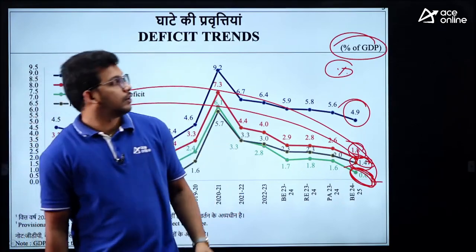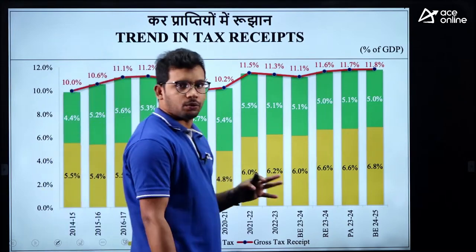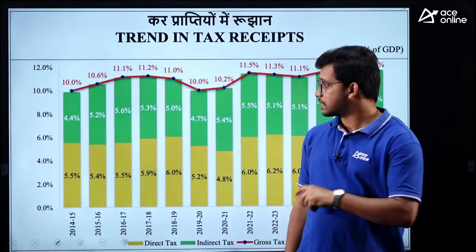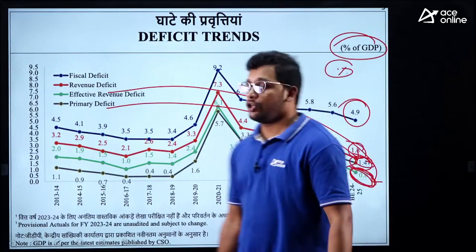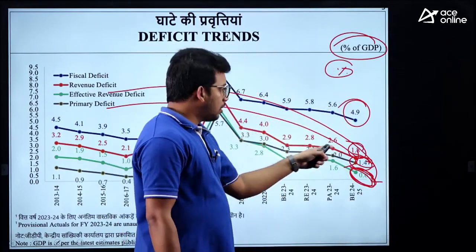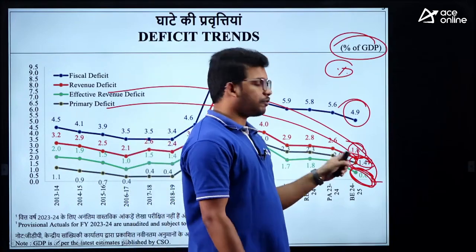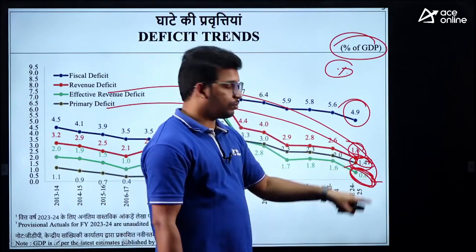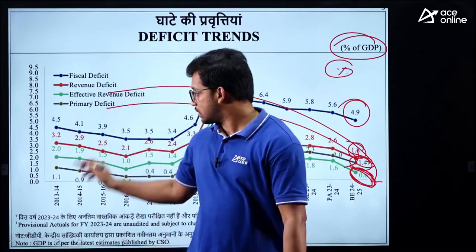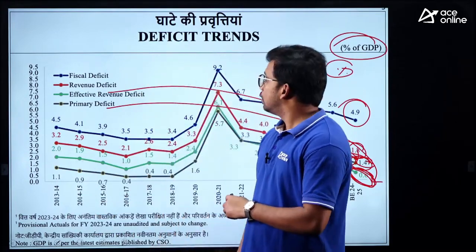Is this clear? Moving to the last one, we have 3-4 slides now and we will complete them, but understand these numbers are very very important. You need to remember the fiscal deficit percentage, the revenue deficit percentage, the primary deficit, and finally the effective revenue deficit. So these are the graphs, you can go through them, the numbers are very very important.